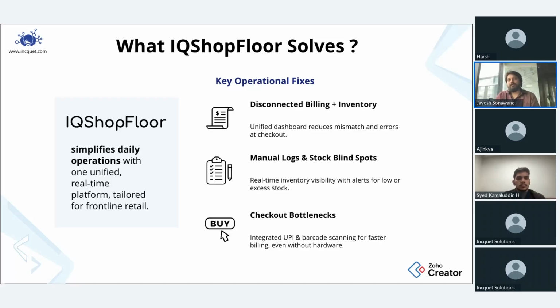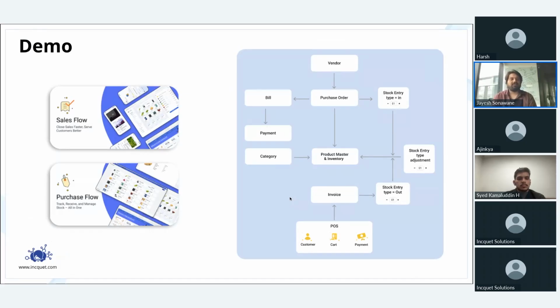So this is what we are going to see in today's demo. The demo is divided into two parts: the sales flow and the purchase flow. Overall, it looks something like this. The sales flow covers the state-of-the-art POS module, a modular system we have made, which helps you take orders very quickly and generate an invoice right away, which leads to your inventory updating right away. That completes the sales flow.